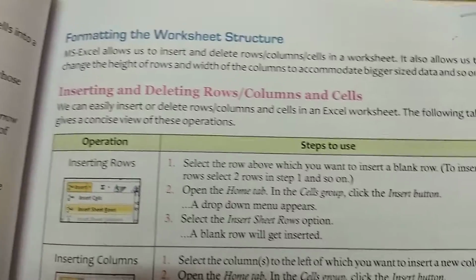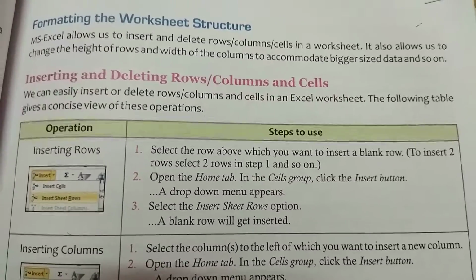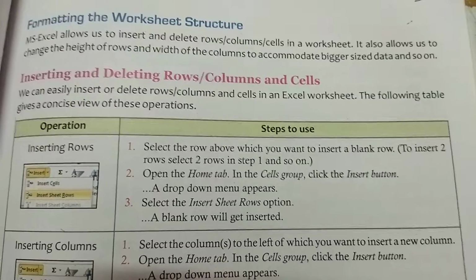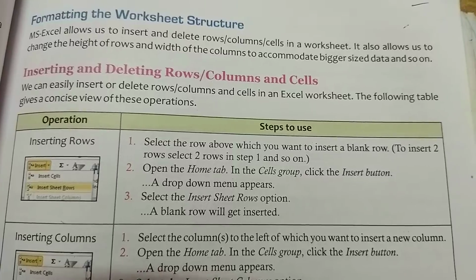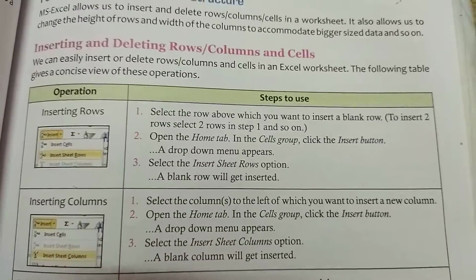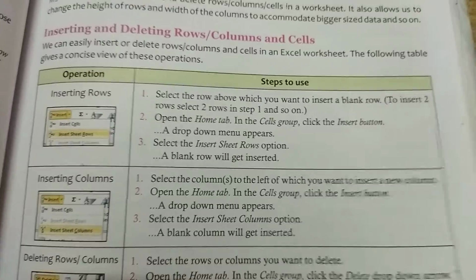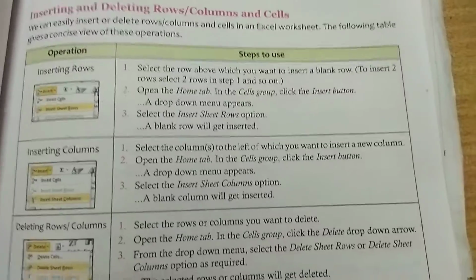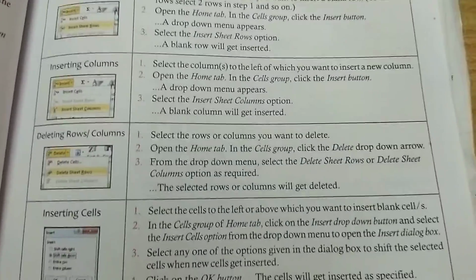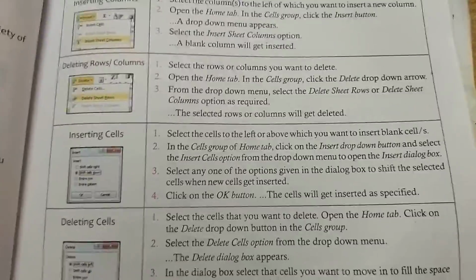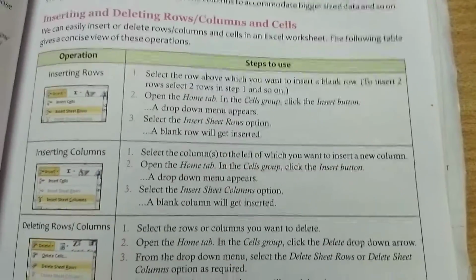So in this formatting, MS Excel allows us to insert and delete rows, columns, and cells in a worksheet, and it allows us to change the height of the rows and width of the columns to accommodate bigger sizes of data and so on. So, inserting and deleting rows, columns, and cells. Students, different types of operations are performed in MS Excel. First is inserting rows, inserting columns, deleting rows and columns, inserting cells, then deleting cells. Okay, so all are options related to inserting and deleting rows and columns.